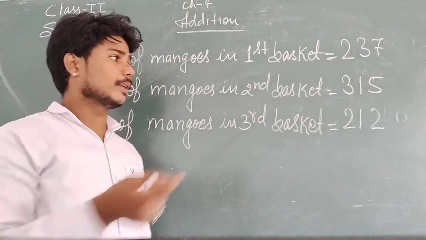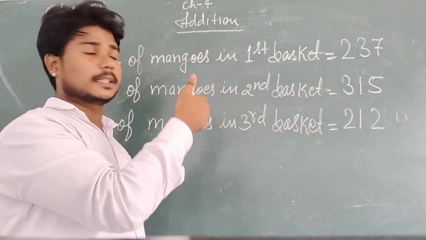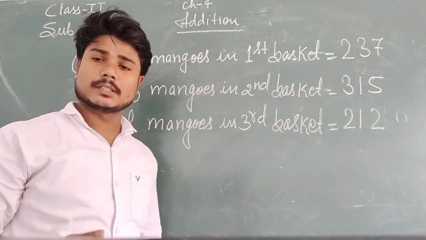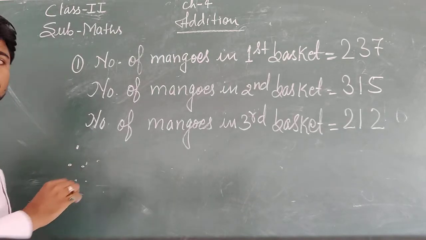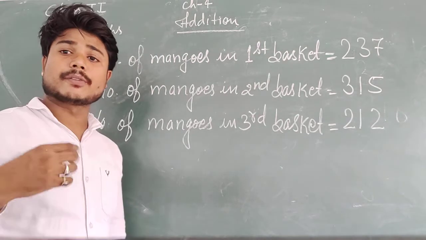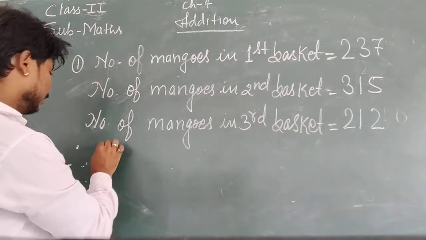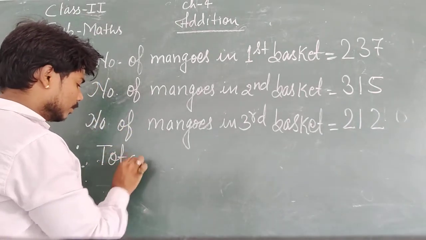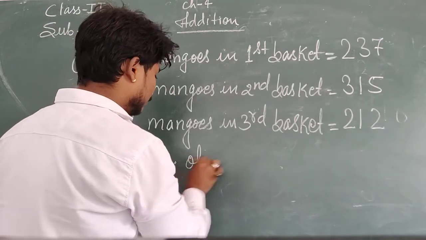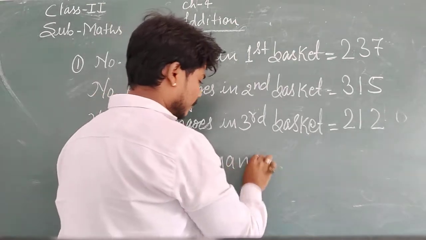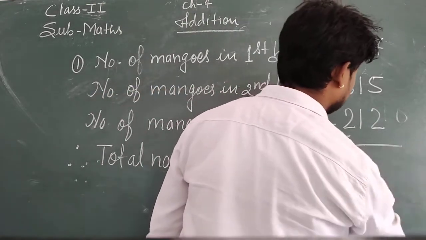So what we have to do, we have to add the total number of mangoes of first basket, second basket as well as third basket. So therefore, see, this 3 dot indicates what? Therefore. So therefore, total number of mangoes equals, what we have to do, we have to add.